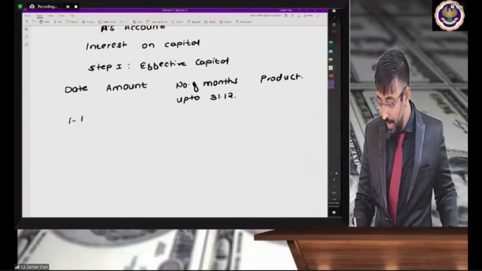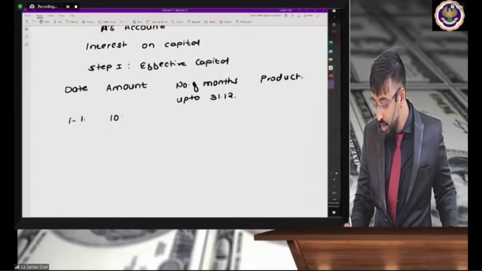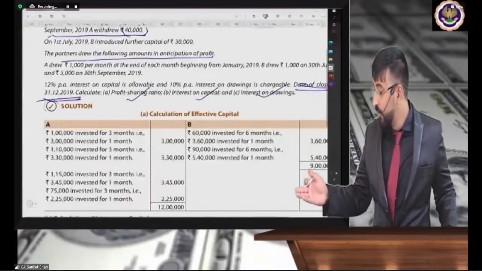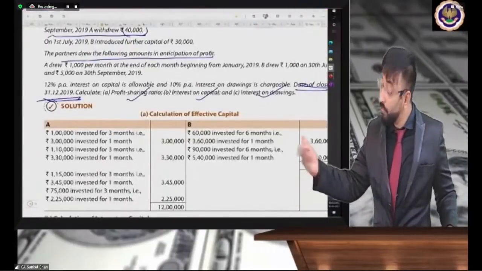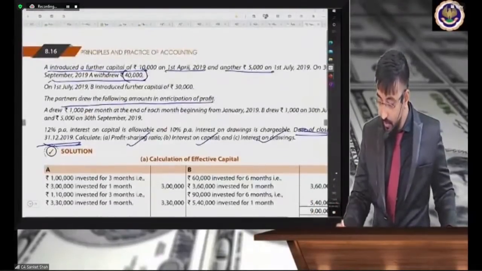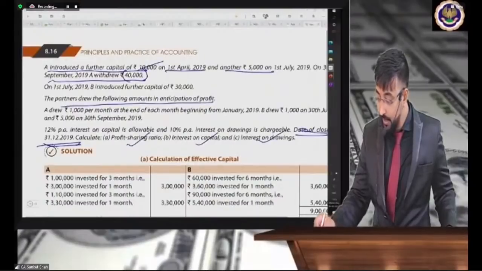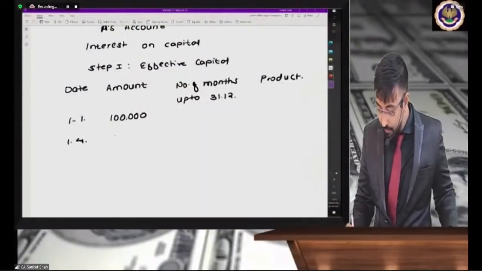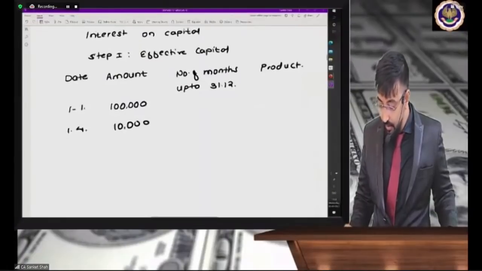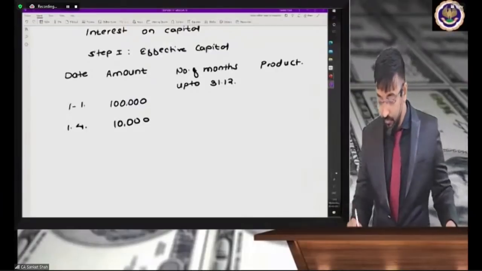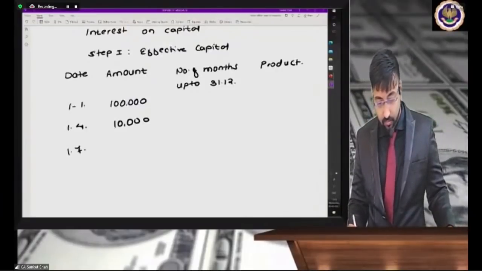1st Jan is first. How much? Please refer to the answer, 1 lakh. So 1st January 1 lakh. Then 10,000 on 1st of April. 1st April 10,000. Correct? After that 1st July, 5,000.